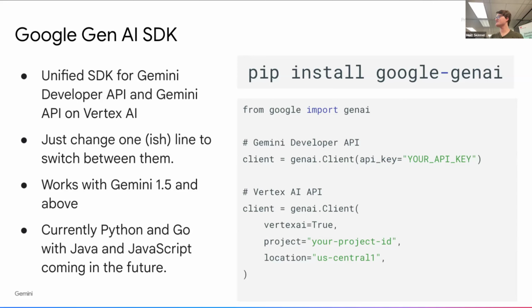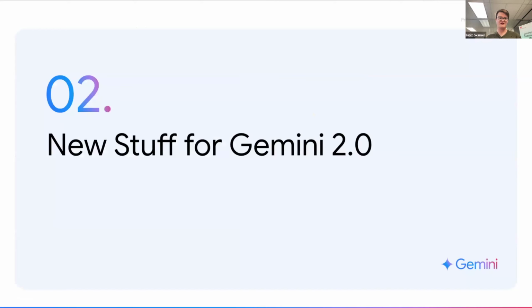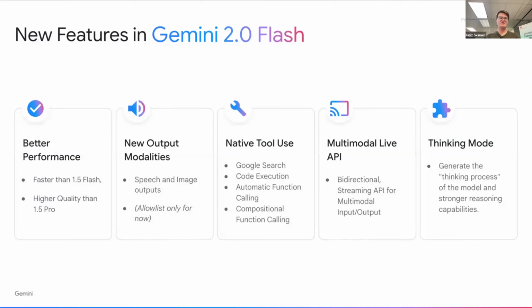So we're going to be using the Vertex AI API today, but you can also run all this same code using just the Gemini Developer API and getting an API key from them. So we're going to talk a little bit about the new stuff for Gemini 2.0. So some of the new features in Gemini 2.0 Flash, which just came out last month or so, is overall better performance than the previous versions.